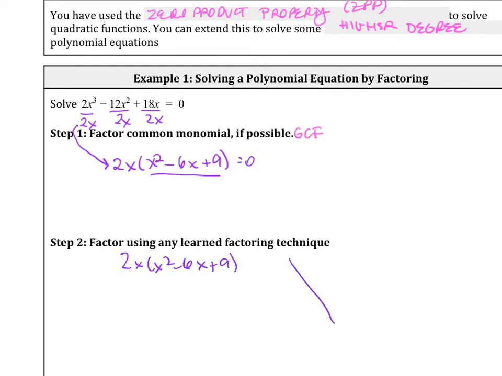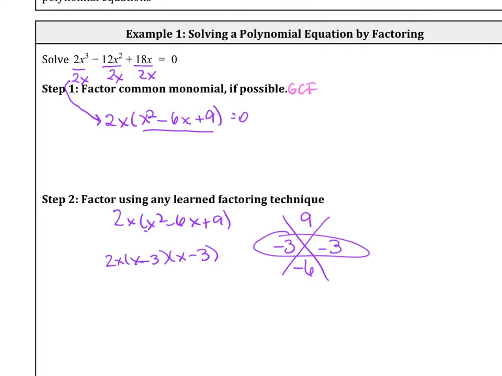And so let's use the x method. So it multiplies to 9, that adds to negative 6. Well, that's negative 3 and negative 3. So we can write that, and the a is 1, so we can just go ahead and factor it. So this is 2x times x minus 3 times x minus 3. We could also write that as 2x times x minus 3 squared. And again, this all equals 0.